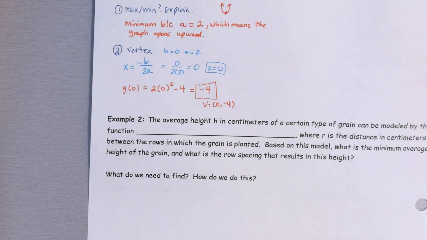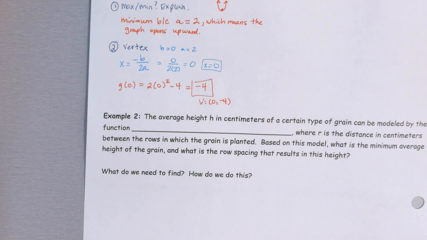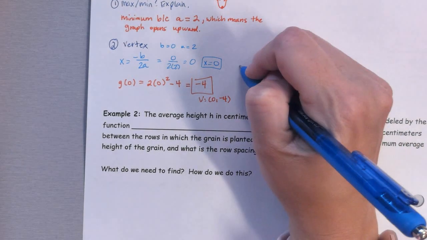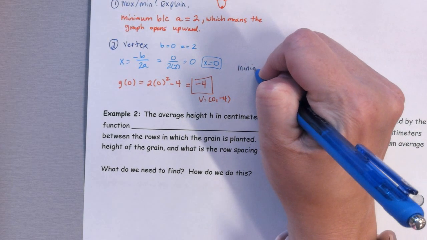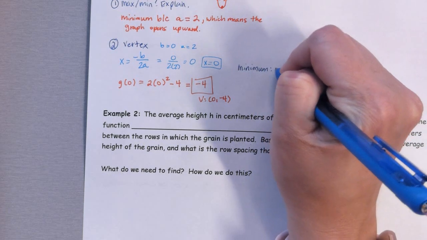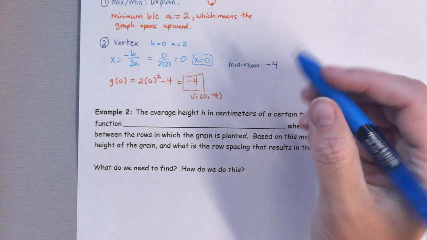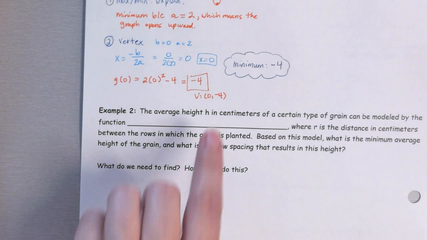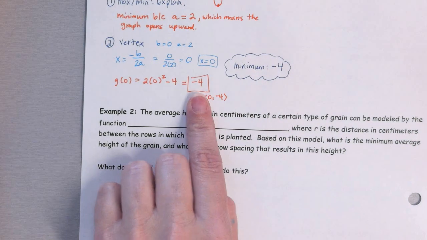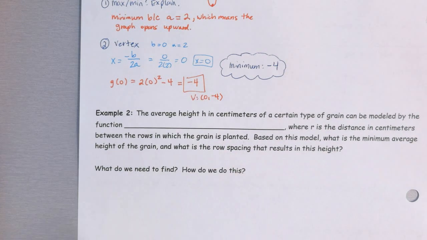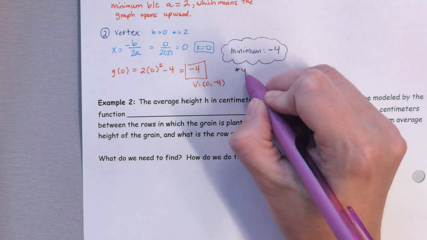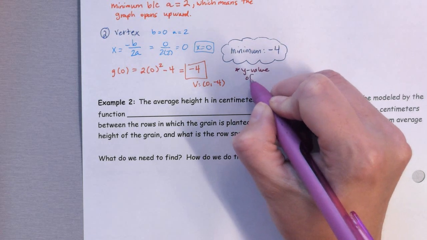It's also your y-intercept, and then it's asking you to find out what your maximum value or minimum value is. So for this one, the minimum is just -4, okay? So you're finding the vertex because you need to find the y value of the vertex. Okay, so your minimum is always the y value of your vertex.